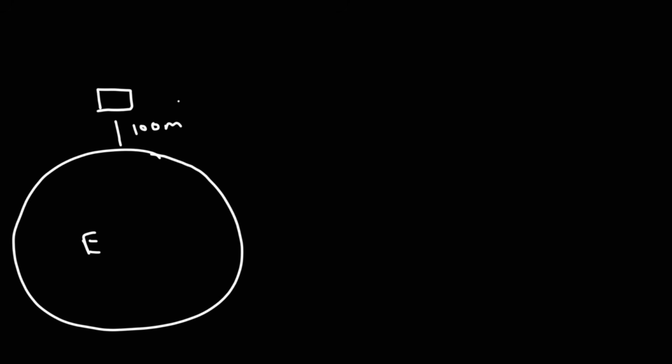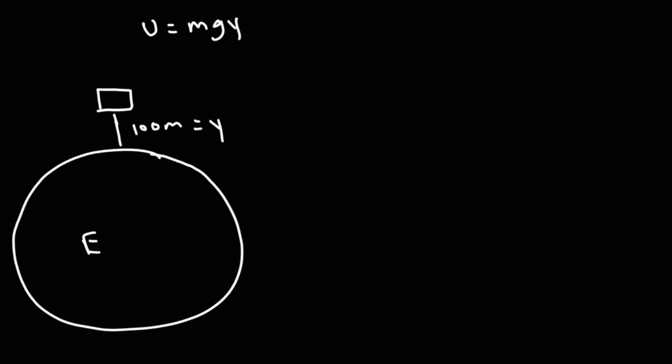Now, there's another formula for gravitational potential energy that we need to talk about. So let's say this is the Earth. And let's say we have a book that is 100 meters above the surface of the Earth. If we want to calculate the gravitational potential energy of that book, we could use the formula U is equal to mgy, where y is 100.